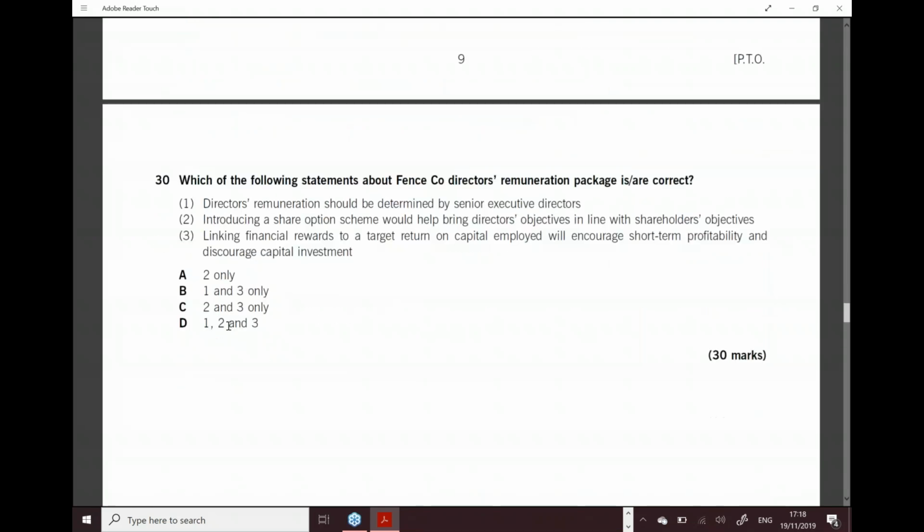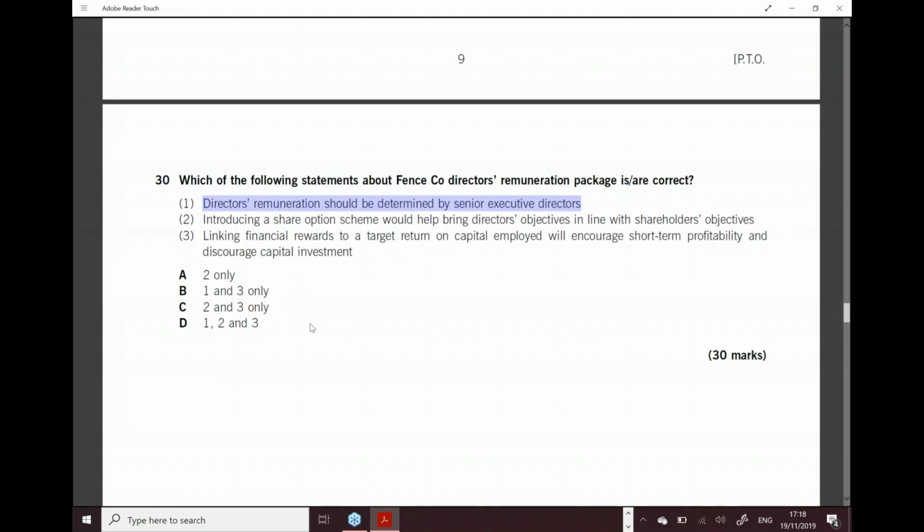Which of the following statements about the French company's directors remuneration packages are correct? Directors remuneration should be determined by senior executives. Not at all. For directors remuneration, it is important for there to be independence and for it to be decided by the non-executive directors, part of your remuneration committees, right?